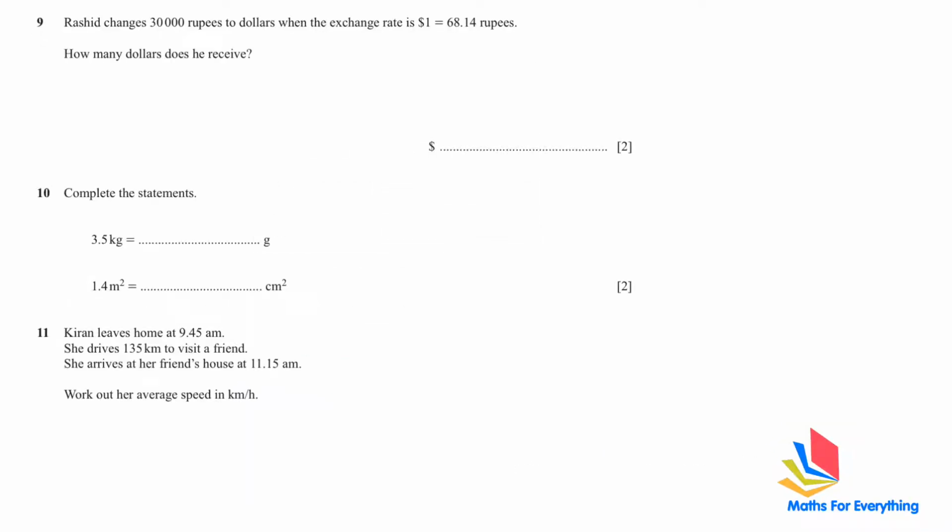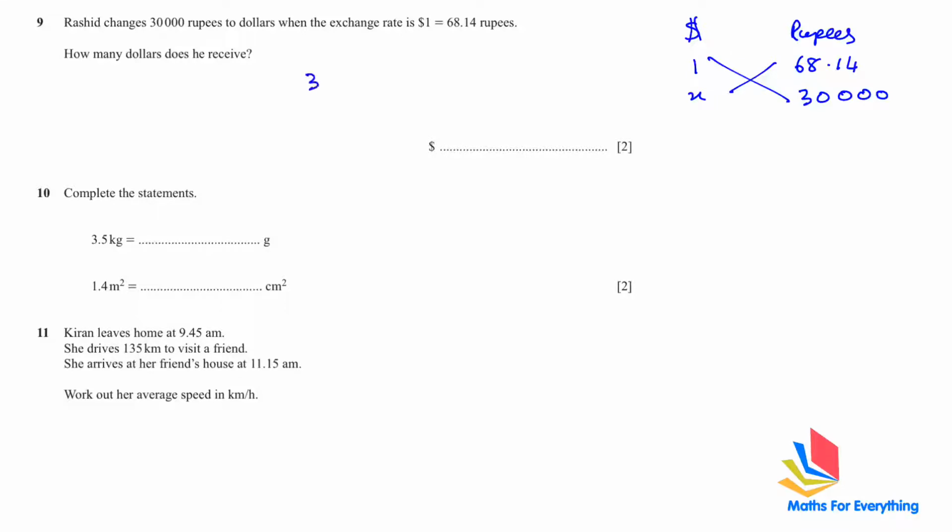Question number 9. Rashid changes 30,000 rupees to dollars when the exchange rate is $1 is equal to 68.14 rupees. How many dollars does he receive? In questions like this, always write the currency on the top. We have dollars and we have rupees. $1 is equal to 68.14 rupees. So 30,000 rupees is equal to how many dollars? We cross multiply.